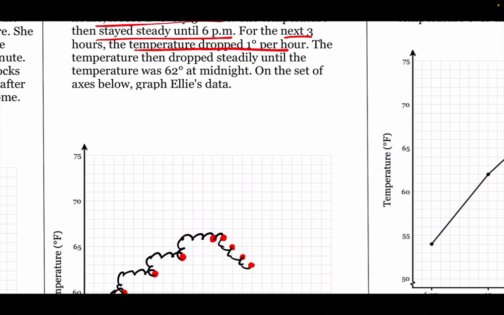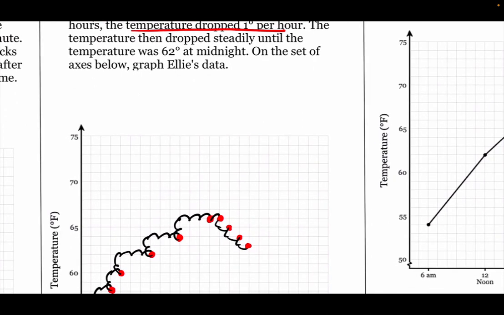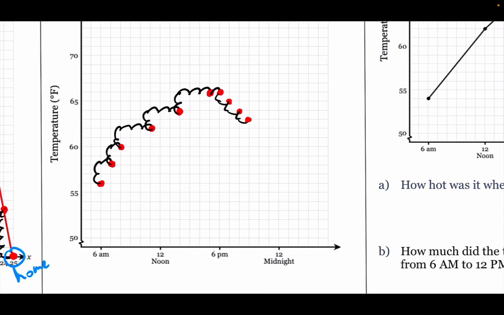Then it drops steadily until the temperature was 62 at midnight. So the end is going to be 62 at midnight. That's the very end, they told me. So at midnight, it's going to be 62, so that's right there. That's 12 a.m., 62 degrees Fahrenheit. Fell steady means it's fallen in just a straight line. So from there to there, it's going to be one straight line. Done.